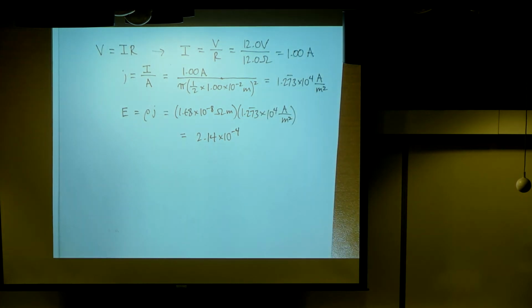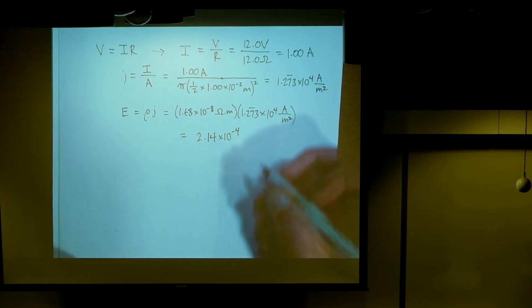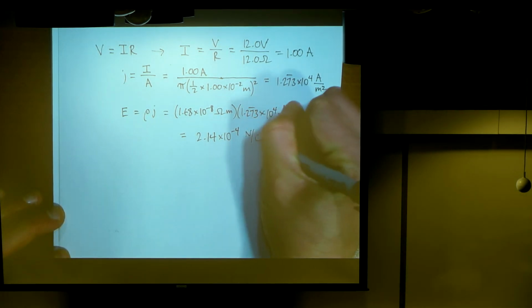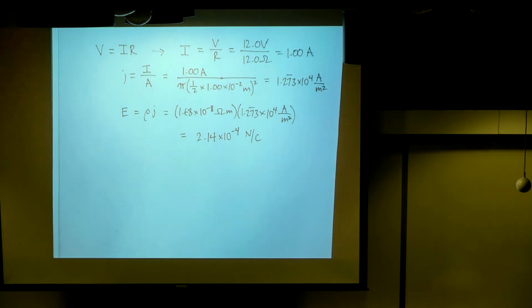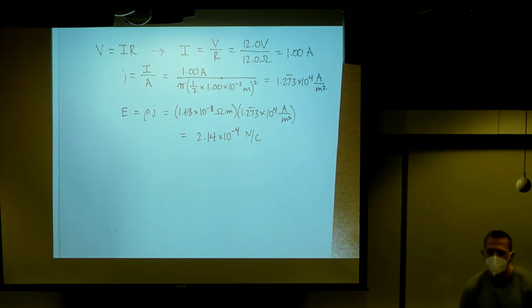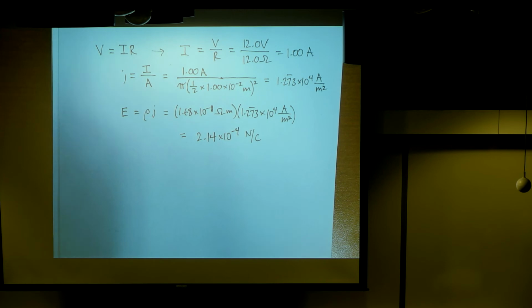Now, what do we expect the units to be if we're talking about an E field? Yeah, we could say it's newtons per coulomb or volts per meter. You should already know why those are equivalent, right? But let's actually work out the units.